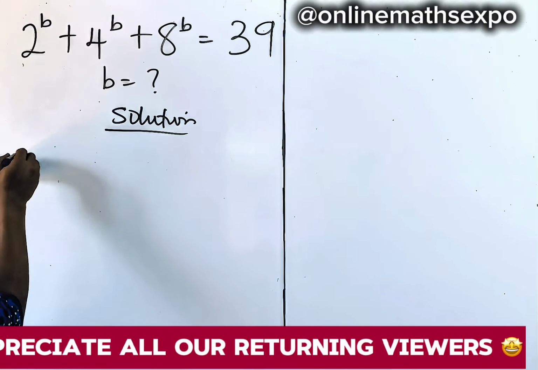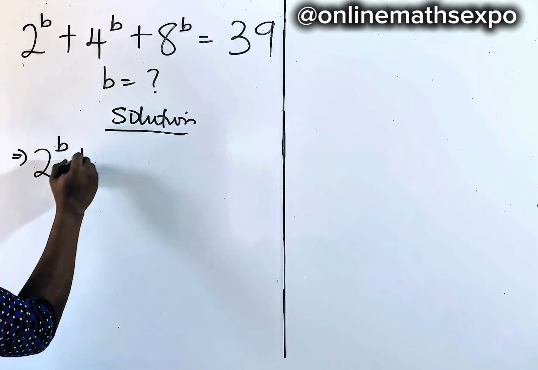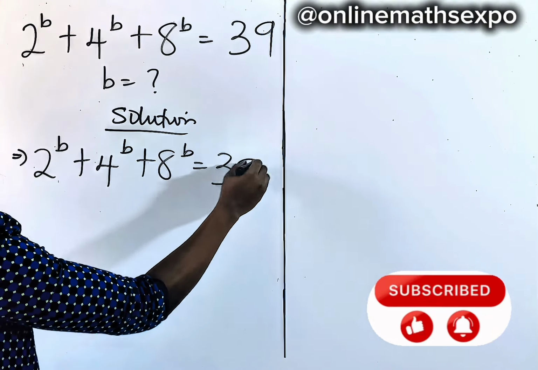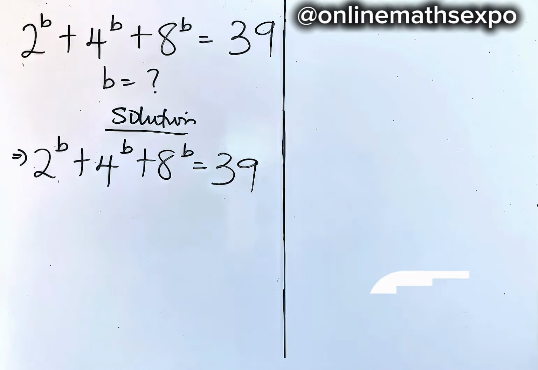So we're going to begin with our solution. This is what we have: 2 to the power of b plus 4 to the power of b plus 8 to the power of b is 39. Did you observe anything?